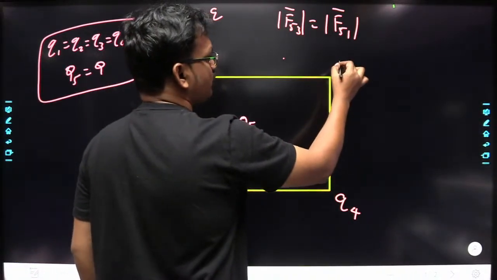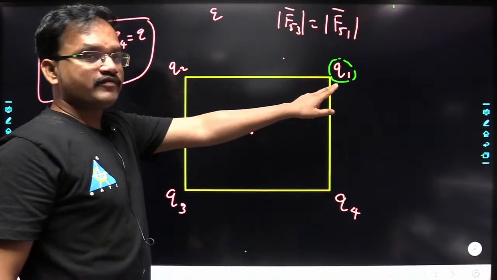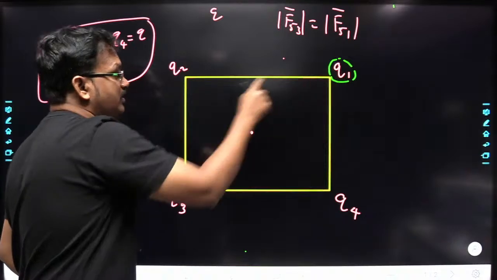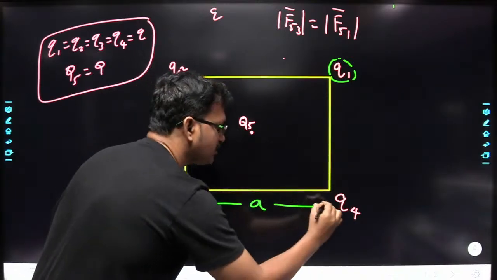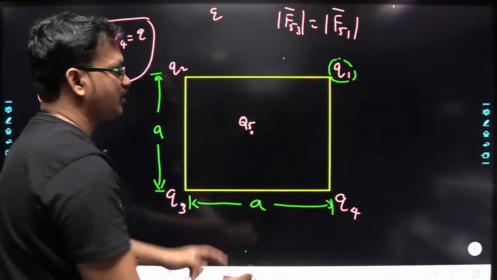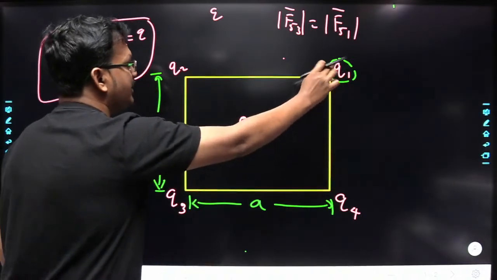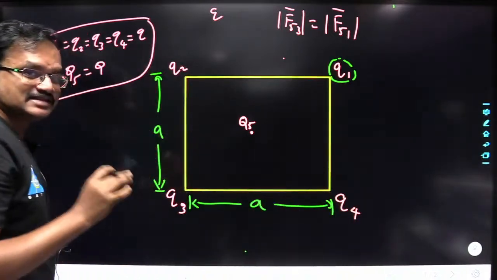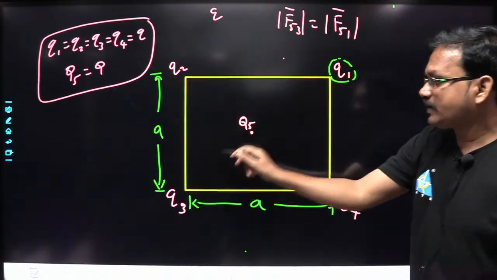See here, if you observe Q1, however this Q1 is placed with respect to these 4 charges. The distance from here to here is A. Yes or no? From here to here is also A. The distance from here to here is A, and from here to here is A. Now, however this charge Q1 is placed with respect to these 4 charges, in the same manner Q2 is also placed with respect to these 4 charges.